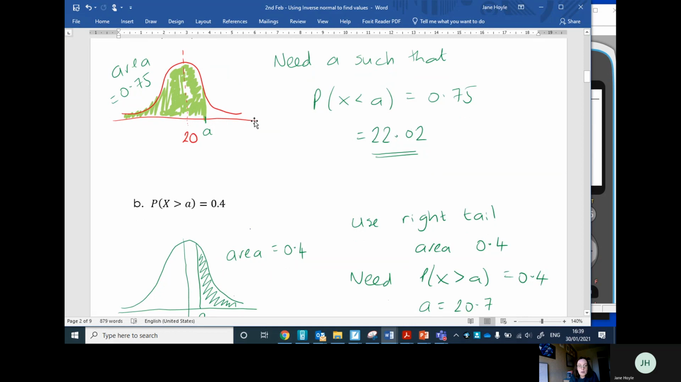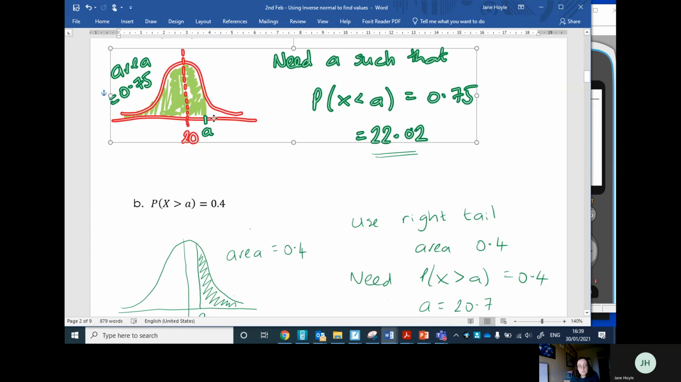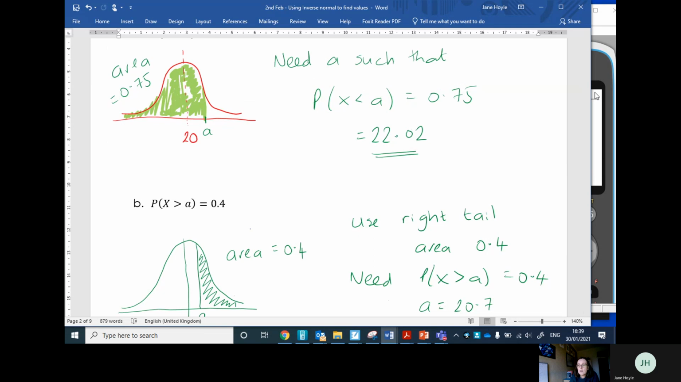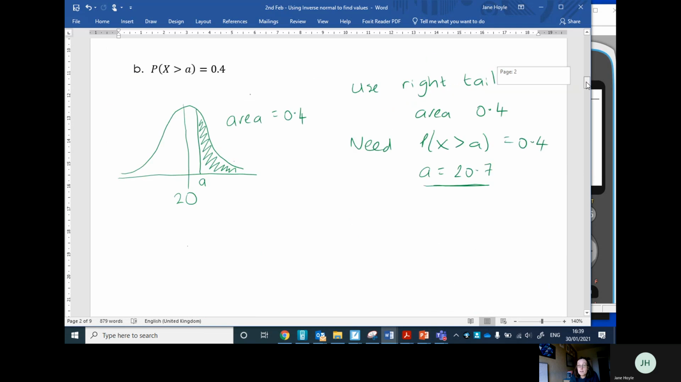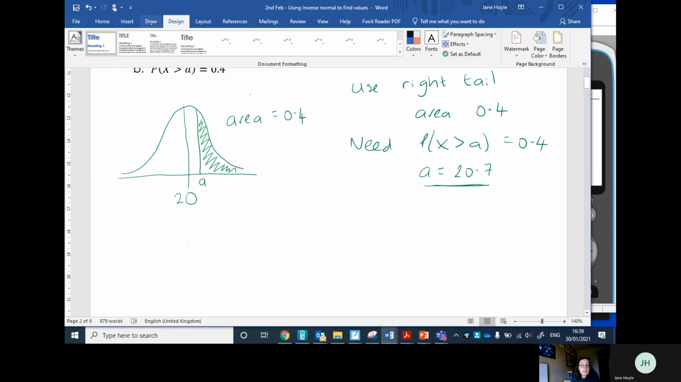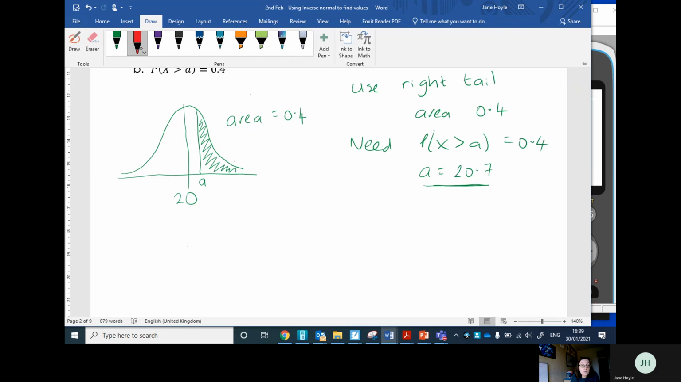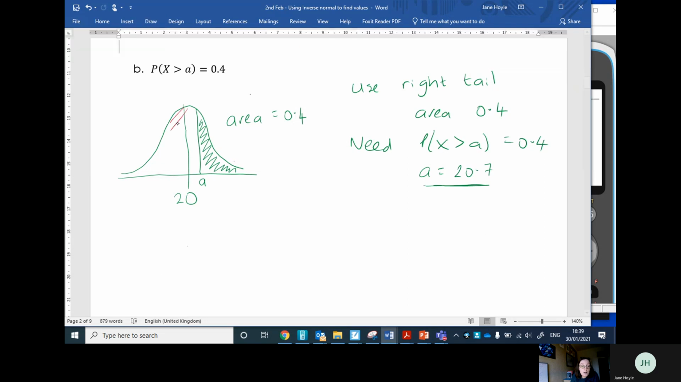this area here, I don't think you can see my mouse moving all the time. This area here is equal to 0.25. Now, if you don't have the option, I think the older models don't enable you to do the right tails. Of course, what you can do, if you know that the area of the right-hand side bit is equal to 0.4, the area always adds to 1. So I know that that area on the other side has got to be equal to 0.6.